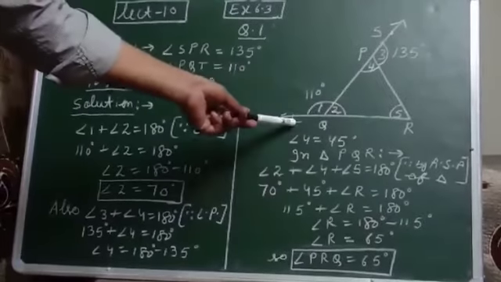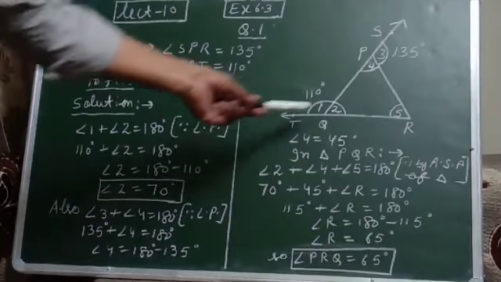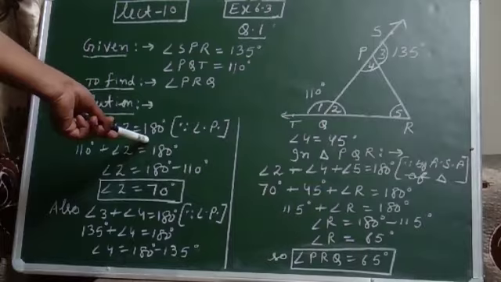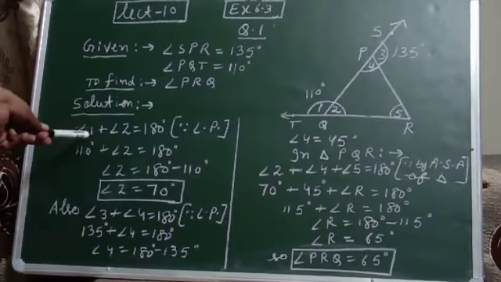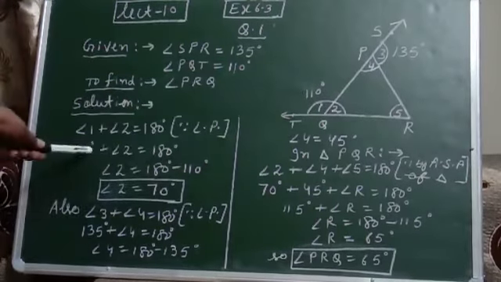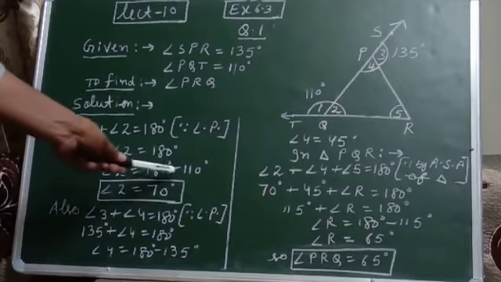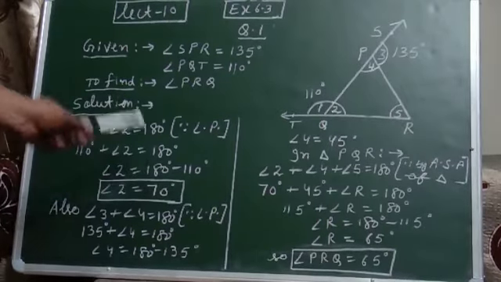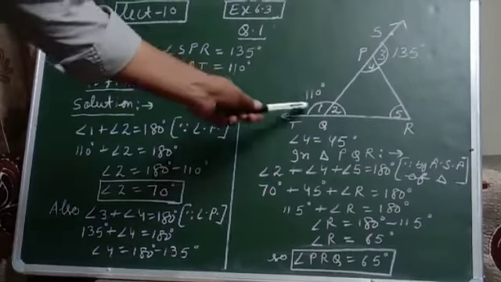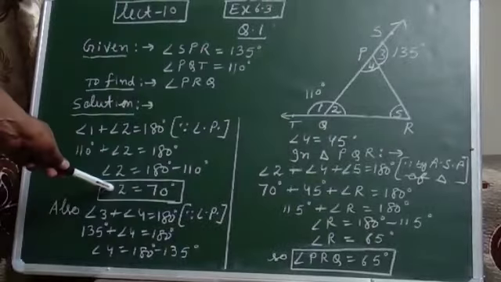Now this is a straight line, which means the sum of these two angles is 180. The reason is linear pair, which we studied in 6.1. The value of angle 1 we will put as 110, and 2 as it is. So 110 will become minus, and angle 2 will be 70. So applying the result of linear pair, we find the value of angle 2.